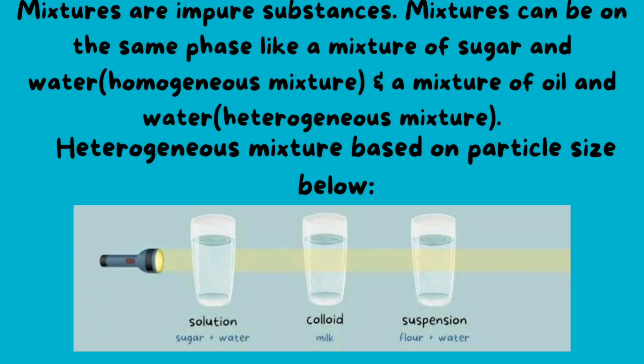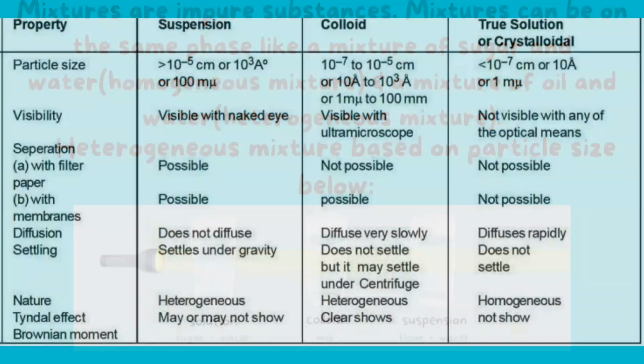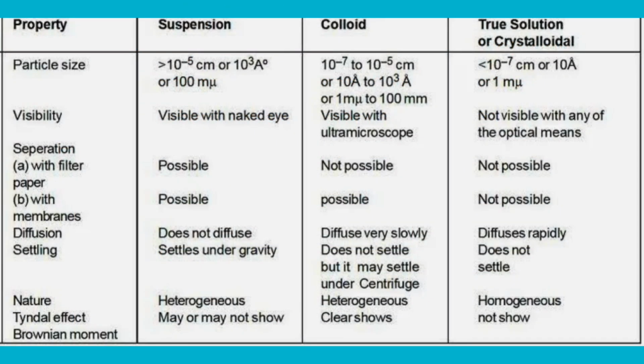Now we know that mixtures are impure substances. A mixture can be in the same phase, like a mixture of sugar and water, which is a homogeneous mixture, or a mixture of different phases, like a mixture of oil and water, which is a heterogeneous mixture. Now, heterogeneous mixtures are classified based on particle size. We have colloids, we have suspensions, we have true solutions.